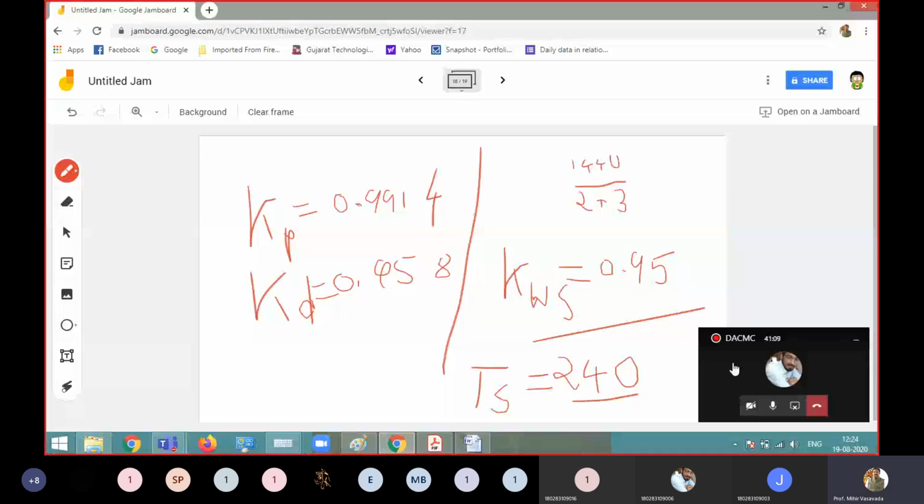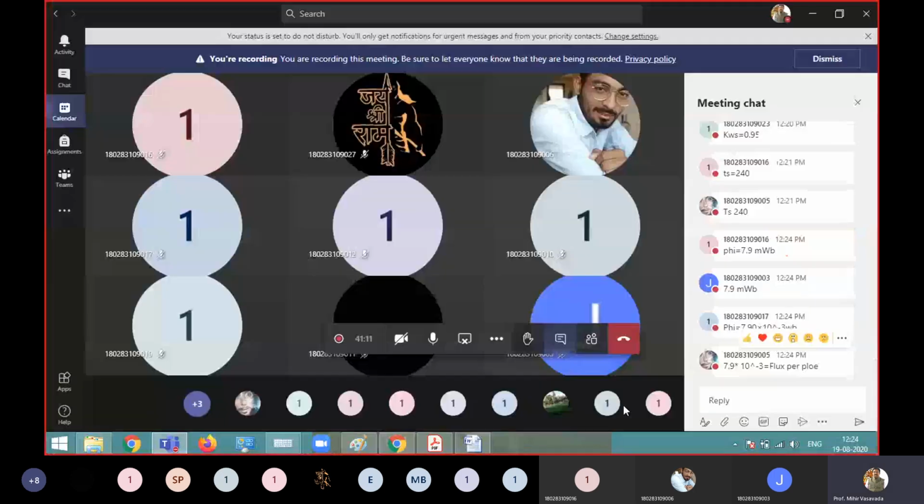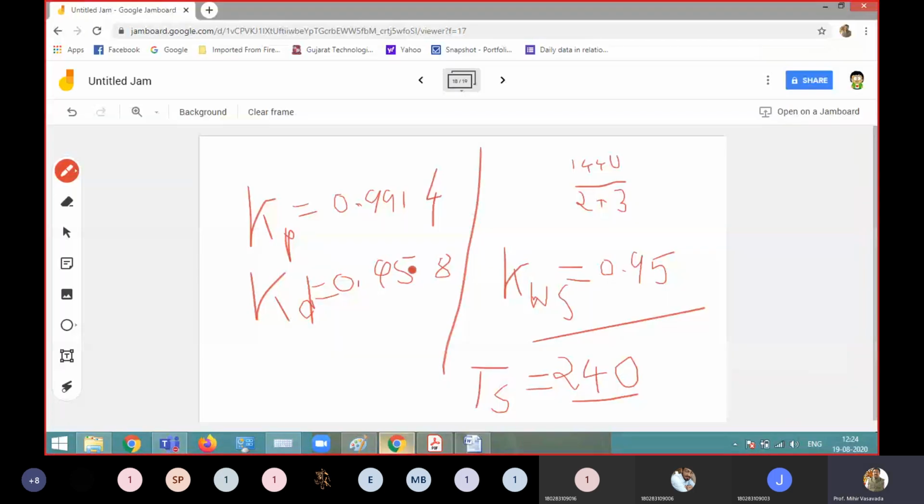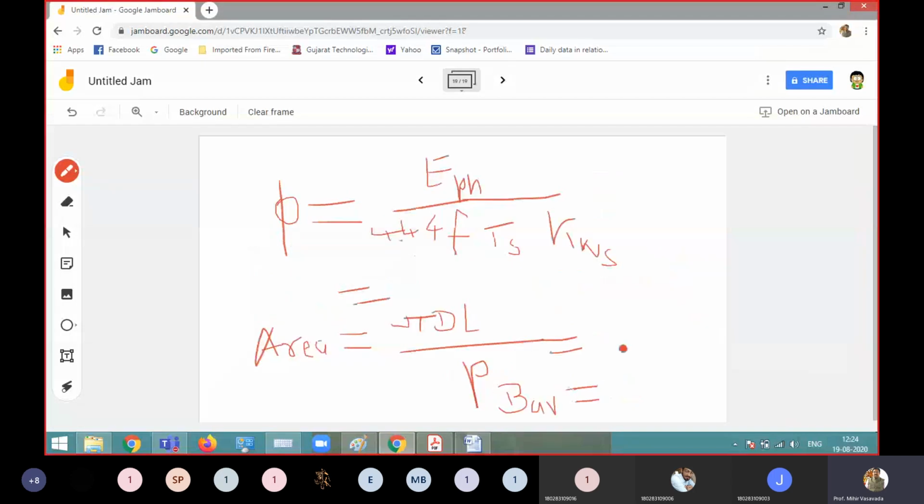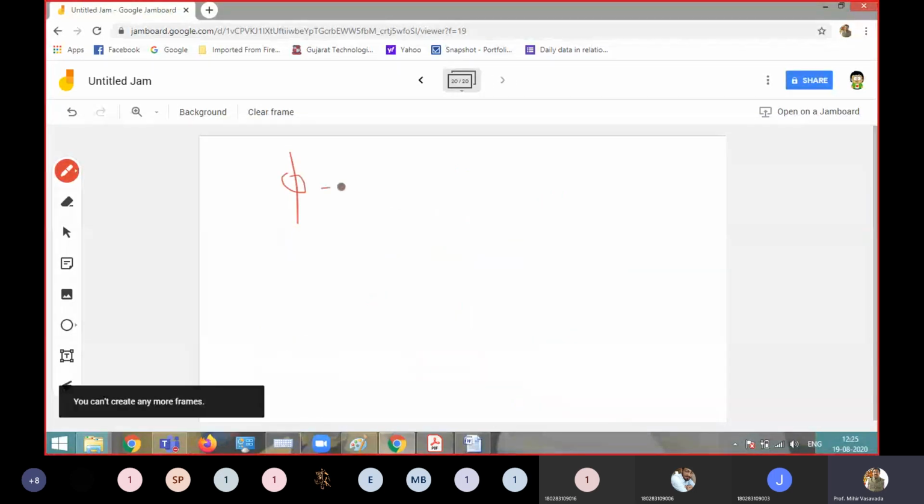Okay. Now, right, flux is 7.9 milliweber. Perfect. Then go for area. And then you go for the B average also. Right, all equations are written. You have to write the answers in chat box. I am also writing answers here so that you can compare with your answers. Flux is 7.9 milliweber.